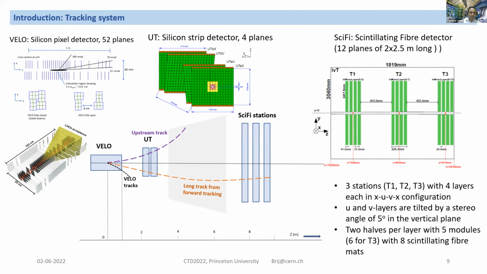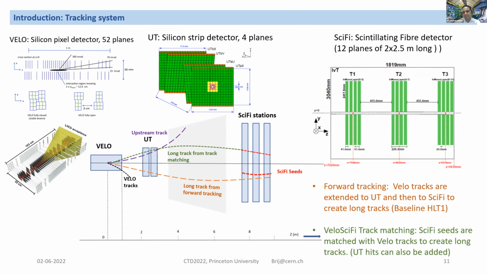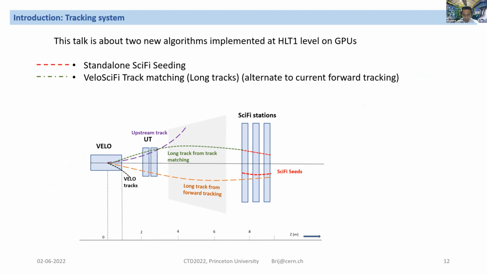Now we can also create standalone seeds from the SciFi hits alone at the HLT1 level itself, which can be useful in various different ways, such as you can match these SciFi seeds with the Velo to create the long tracks, which can be a viable alternative to the baseline forward tracking. So this is what we have done, and in this talk, I'm going to talk about 2 new algorithms at HLT1 level. One is the standalone SciFi seeding, and the second is the track matching to create the long tracks.